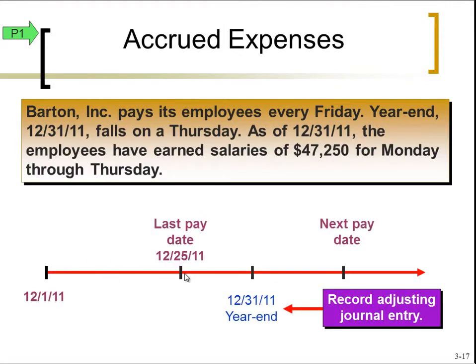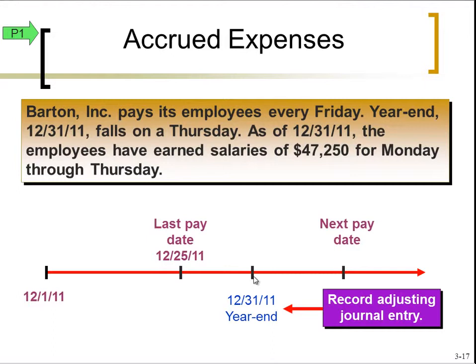So what happens here is we look at the month of December. That's our last month. On 12/25, which is obviously Christmas, I'm not sure why they'd get paid right on Christmas, but the last pay date was 12/25. The next pay date won't be until January, and actually it'd be January 1st. So December 25th was the last pay date. January 1st will be the next pay date because they pay them every Friday.